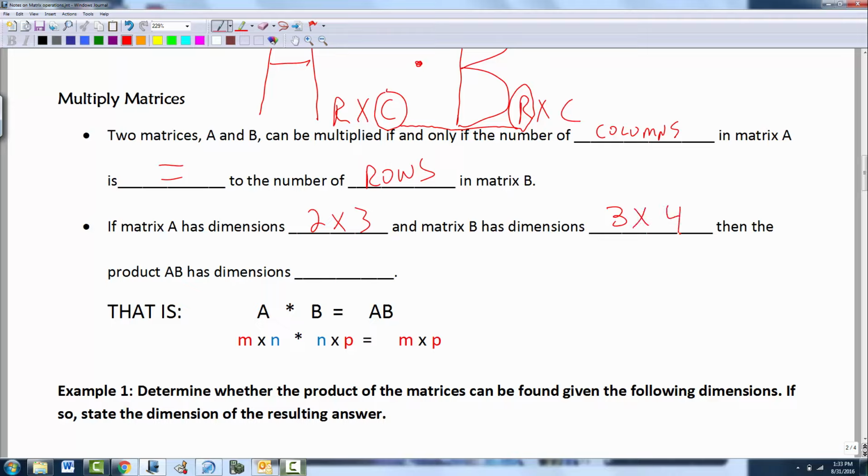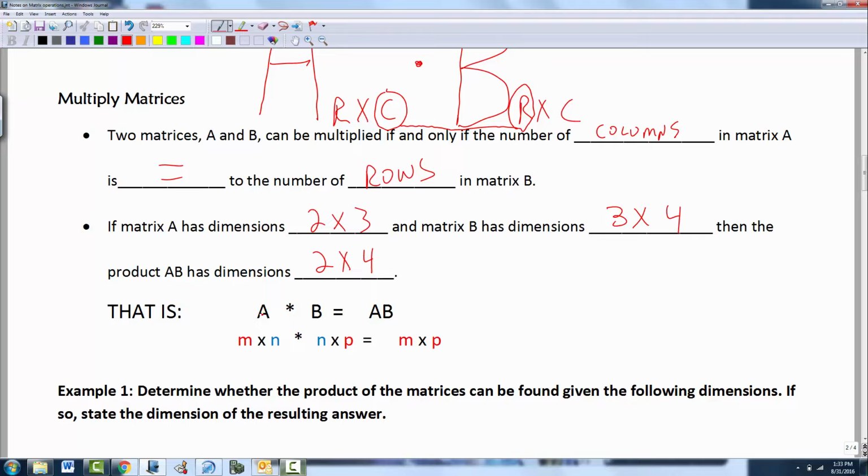I'm going to call this a 3 by 4. Now this actually talks about what the dimensions of the answer are. Does anyone remember from Algebra 2 what the dimensions of the answer will be? Anyone? 2 by 4 is correct.